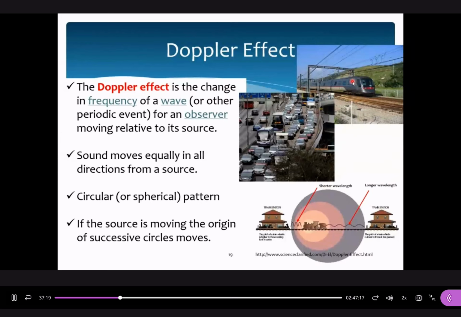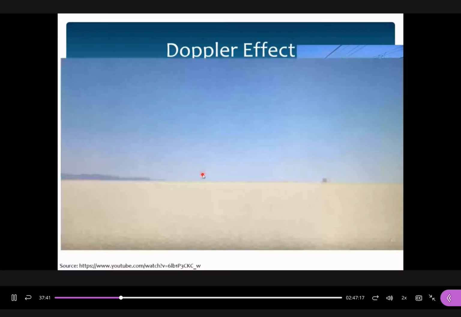What is the difference between a stationary source and a moving source? We need to consider this effect. This is what we call the Doppler effect. It refers to the change in frequency of the wave. If we consider there is a change in frequency, why do we need to consider this? Let's take a look at this figure.